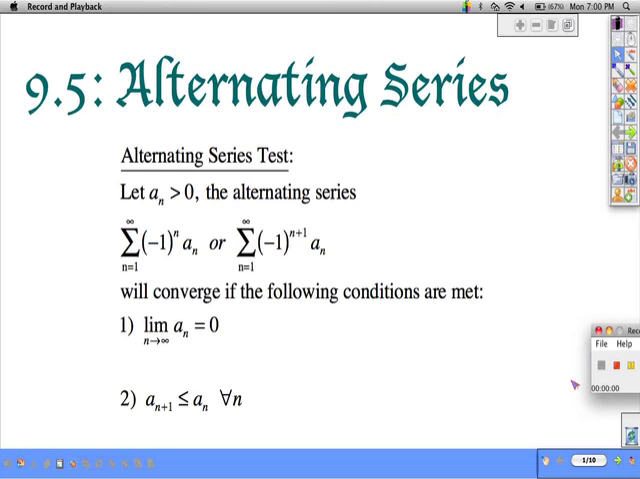In this section we look at alternating series, and we have a test for convergence here too. If all of our a sub n's are greater than 0, then if we have an alternating series of the following form, that will converge if two things are met. The limit of the terms has to approach 0, and a sub n plus 1 always has to be less than or equal to a sub n for all n. That is, the sequence of terms must be decreasing.